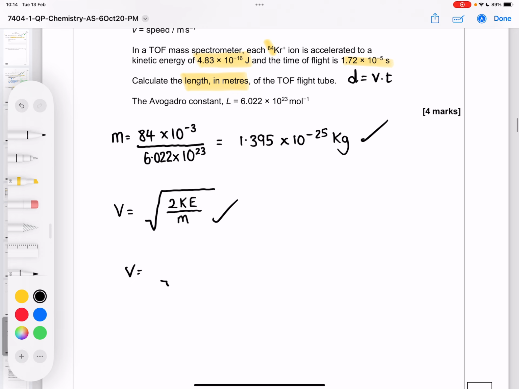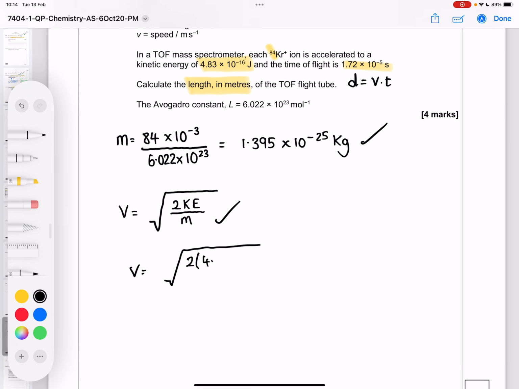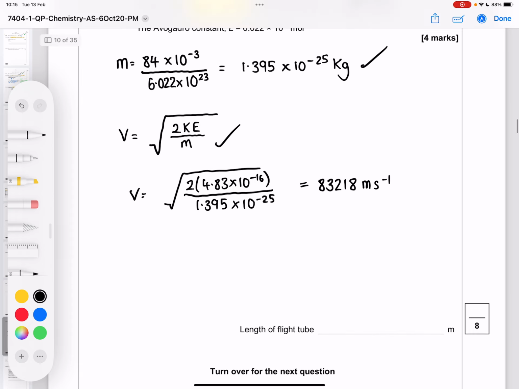So it's the square root of 2 times the kinetic energy, which they gave us in the question, 4.83 times 10 to the minus 16 joules. And we're going to divide by the mass that we've just calculated. So on your calculator screen, you might want to do 2 times 4.83 times 10 to the minus 16 divided by answer, if you've still got the mass on your calculator screen. If you do that and you remember to do the square root, you're going to get 83,218 meters per second, which gives us another mark.